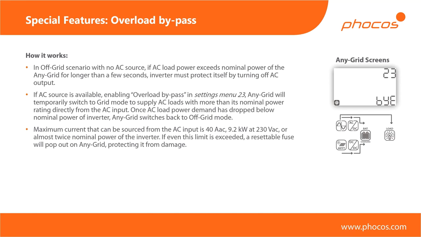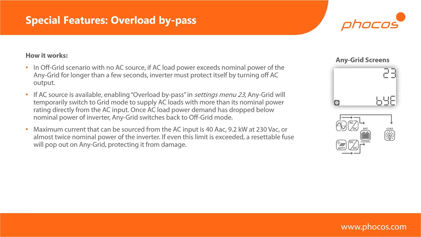And then it will provide you with up to 40 amps of AC power. If you multiply that together, 40 amps times 230 volts AC, that yields around 9.2 kilowatts of power that you can pull through the AnyGrid. So it's almost twice its nominal power rating. In fact, for the 3 kilowatt, the smaller model, it's also 40 amps. So you could theoretically pull up to 9.2 kilowatts out of the 3 kilowatt model, simply because it's passing the grid power through to your loads if you exceed the 3 kilowatt nominal rating.